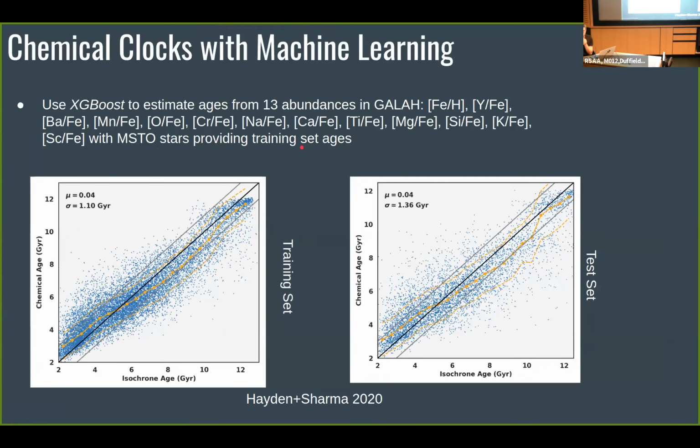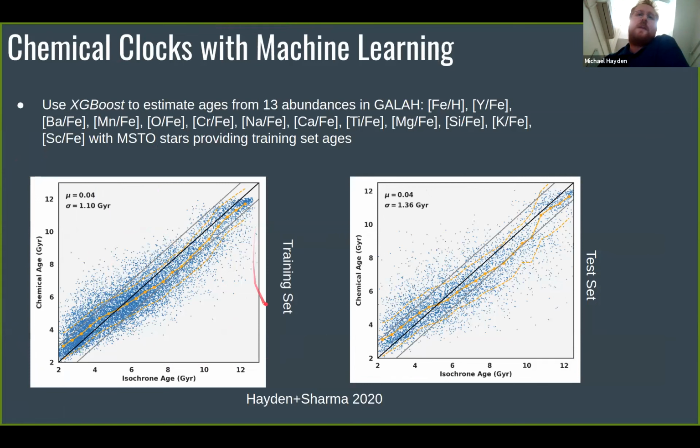And we're going to use a machine learning algorithm. So rather than just fitting a simple straight line, we're going to use XGBoost, which is a kind of gradient decision tree algorithm, and these 13 abundances to try and estimate ages for stars. And that's what the results of that are shown here on the bottom panels.